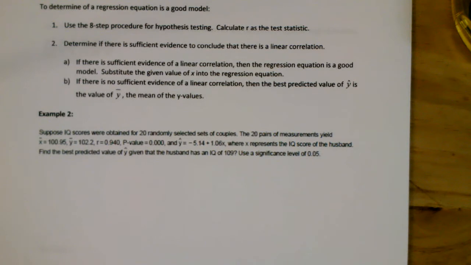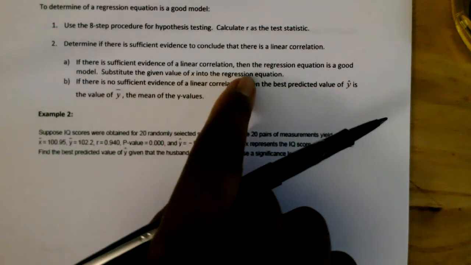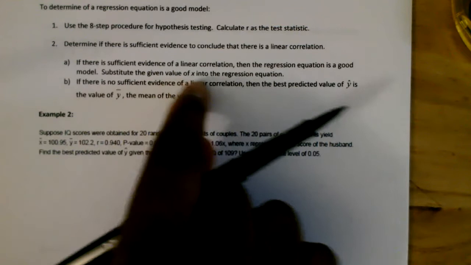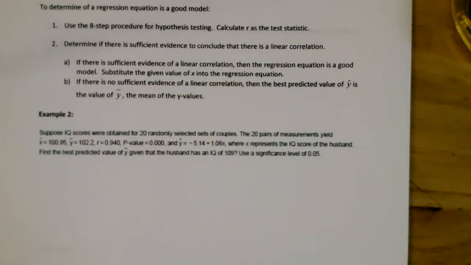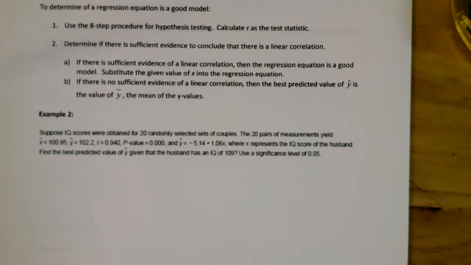And you're going to calculate R as the test statistic. And then number 2, determine if there is sufficient evidence to conclude that there is a linear correlation. And if there is sufficient evidence of a linear correlation, then the regression equation is a good model. And you just go ahead and substitute the given value of X into the regression equation. However, if there is no sufficient evidence of a linear correlation, then the best predicted value of Y hat is the value of Y bar. And that's the mean of the Y values. Okay.